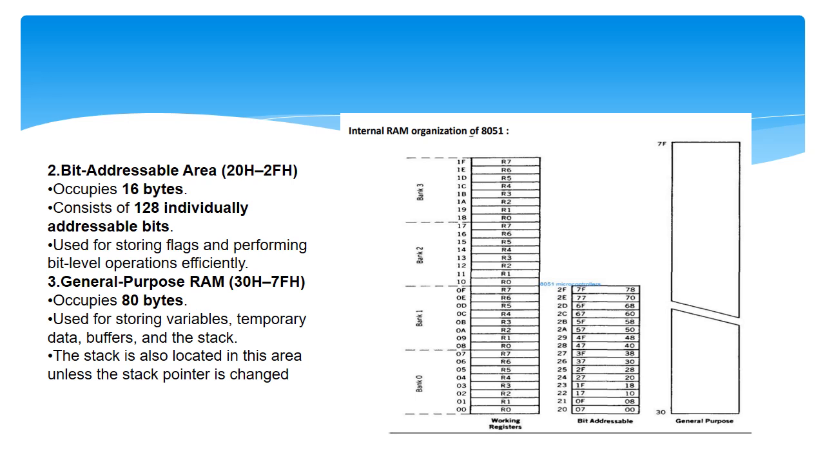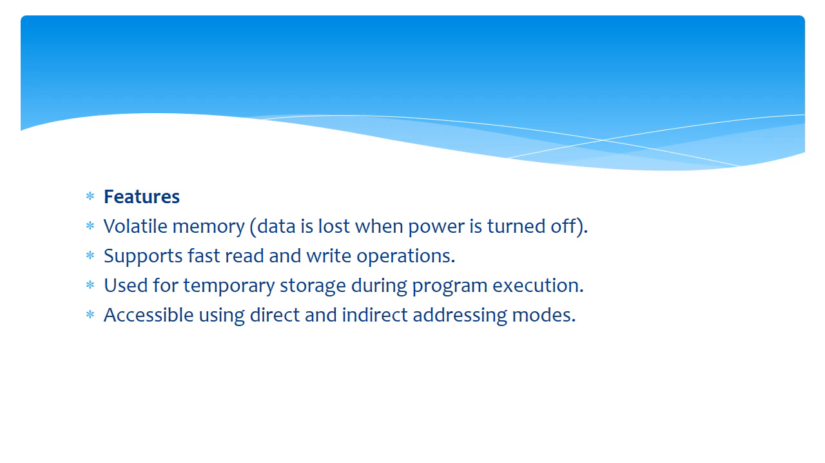You will not be able to use R0 or R1, that is not possible, and bit operation is also not possible in the general purpose area. Only direct addressing mode, where the address can be directly given in the instruction, can be used in the general purpose area. And what are the features of this RAM?